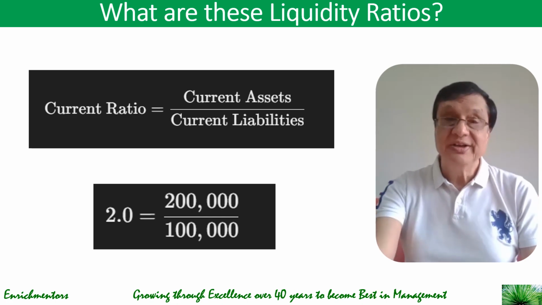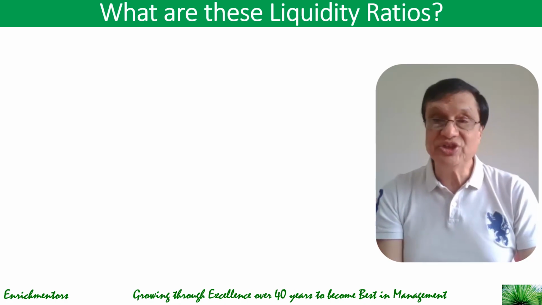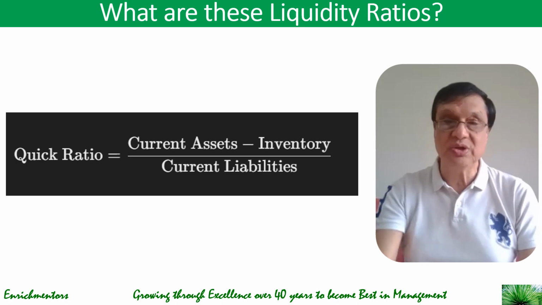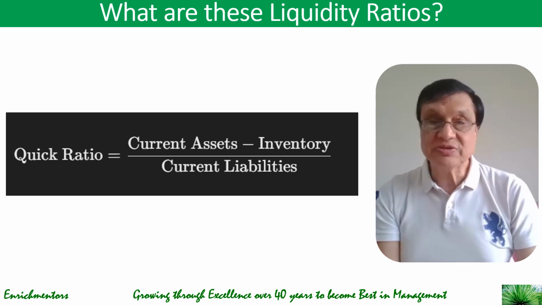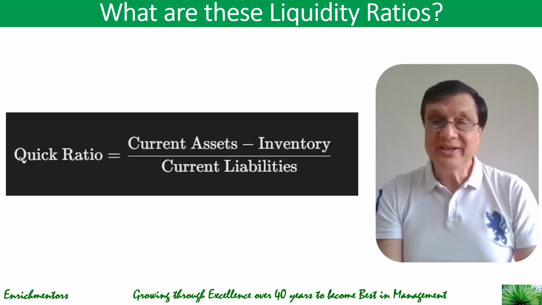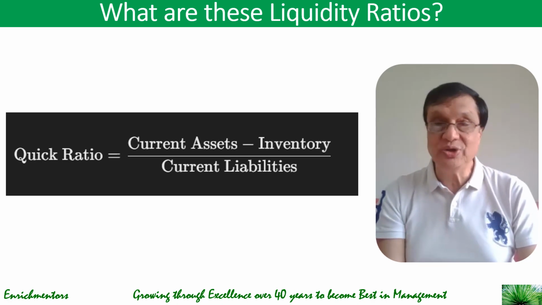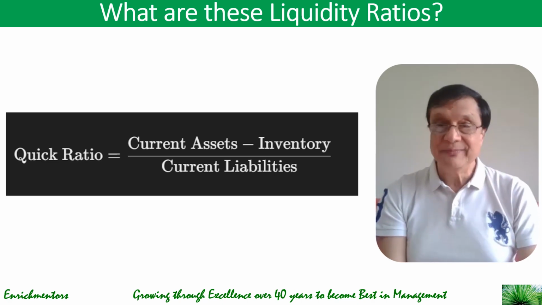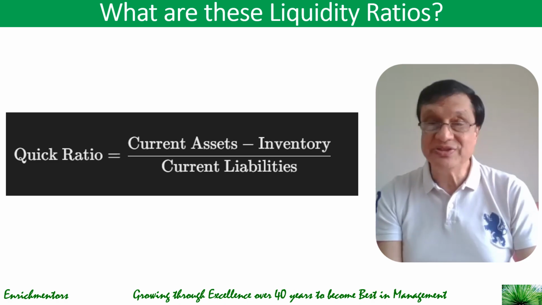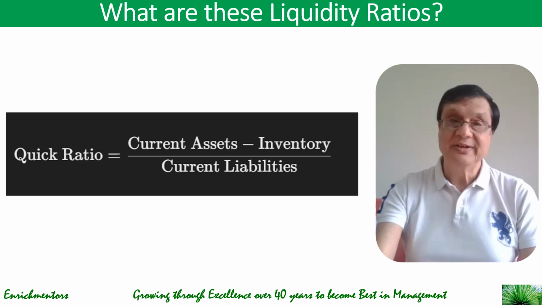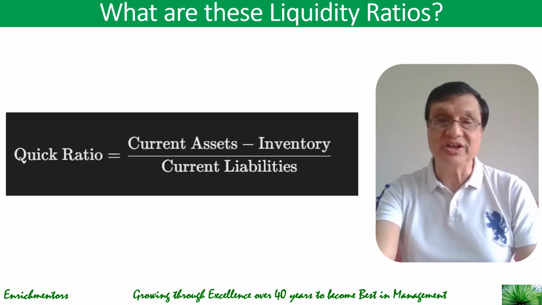Then the second ratio is the quick ratio, or acid test ratio, and the formula for that is quick ratio equals current assets minus inventory, divided by current liabilities. This ratio is a stricter measure of liquidity compared to the current ratio because it excludes inventory from the current assets, because inventory can sometimes take longer to convert to cash. So these are some of the liquidity ratios.